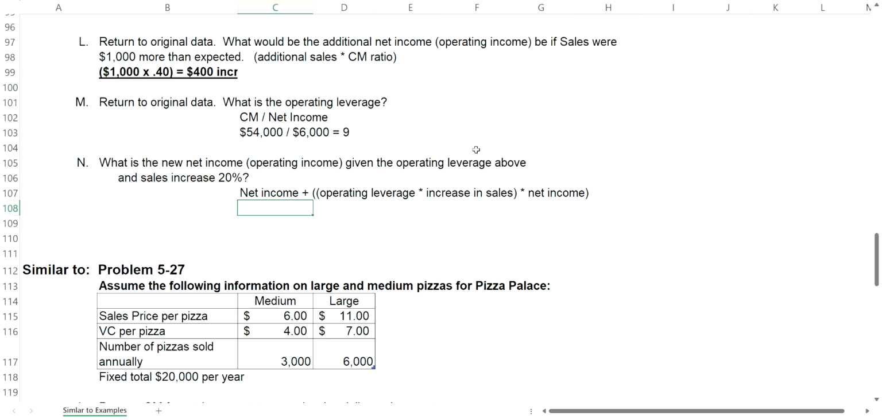So now let's put that in play in letter N. What is the new net income given the operating leverage of 9 above and sales increased by 20%? So again, the original net income is $6,000. We'll add that to our operating leverage of 9 times, it says sales will go up by 20%, so 0.2. And then take that times the net income of 6,000 to verify its increase.